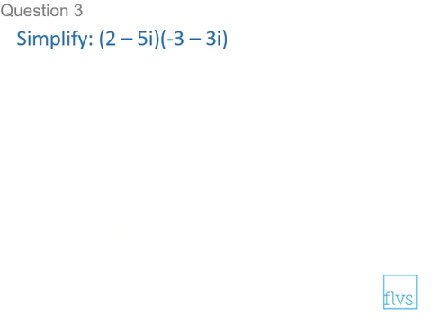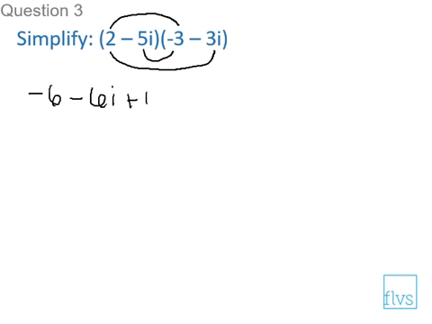Now, this one we're going to multiply together. So I like to use FOIL. So first, which would be 2 times negative 3, which is negative 6. And then our outside numbers, so 2 times negative 3i is negative 6i. Negative 5i and negative 3 is positive 15i. And then negative 5i and negative 3i is a positive 15i squared.